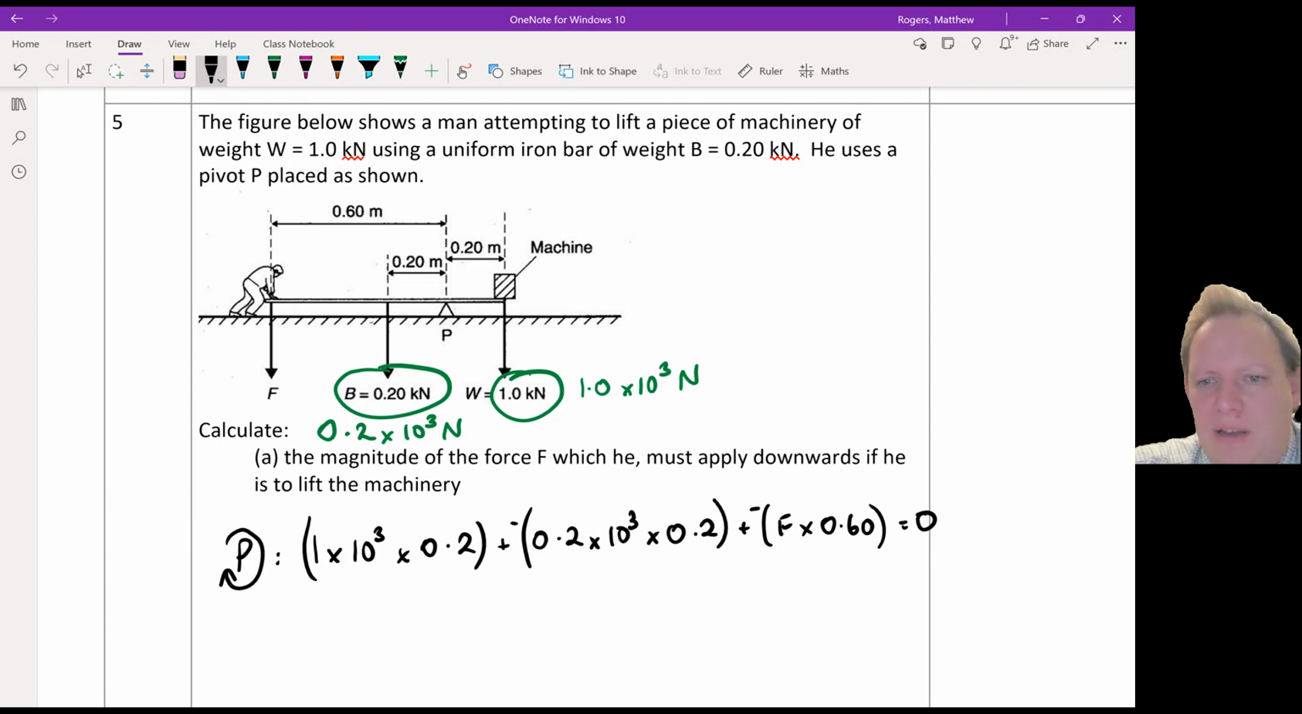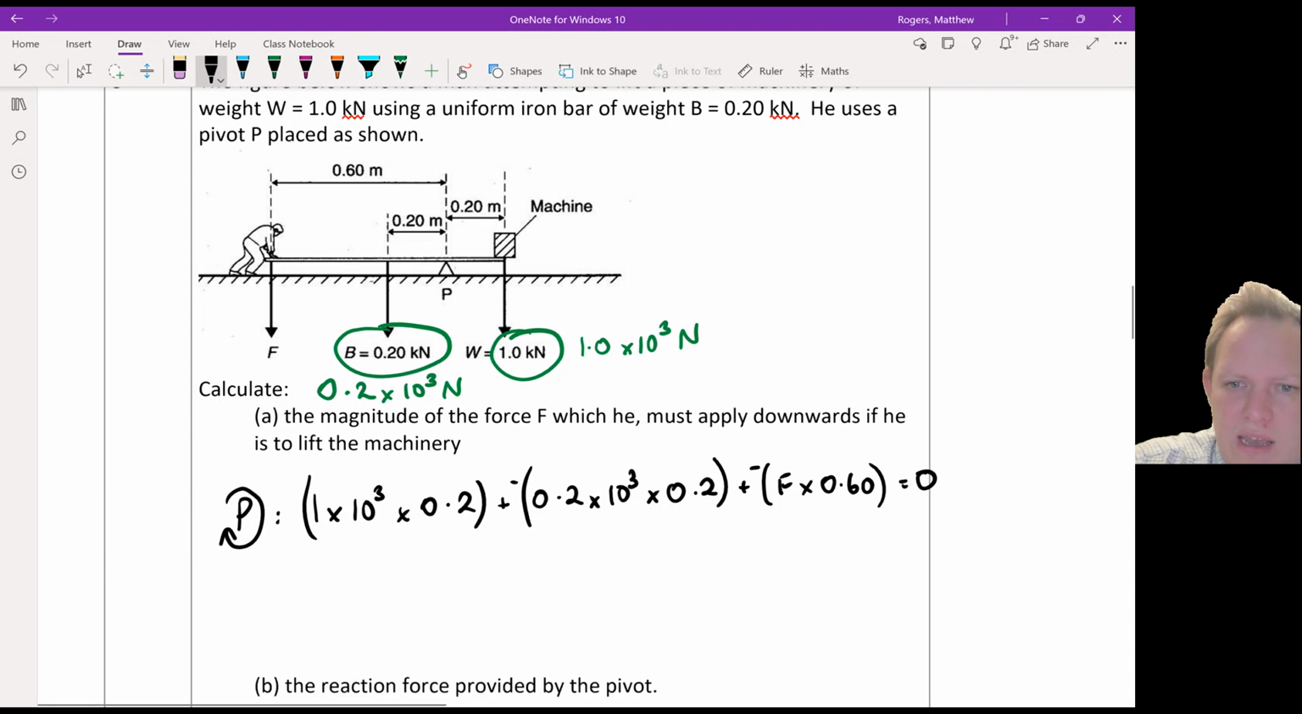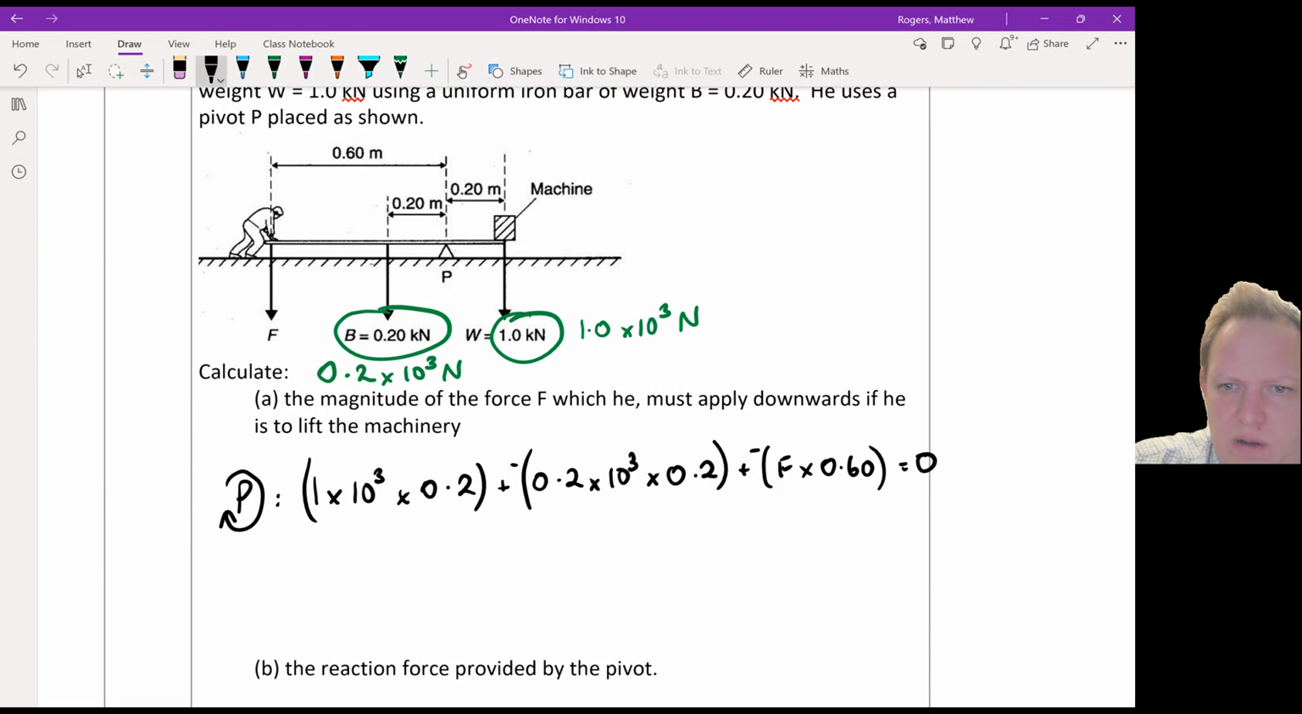He'll obviously need a slightly bigger force than that to accelerate it at the start, but we're going to say the acceleration is very close to 0, so the force is exactly equal to it. So just some rearranging to do here. We're going to move this term to the other side and then divide both sides by 0.6. So that should give us F.